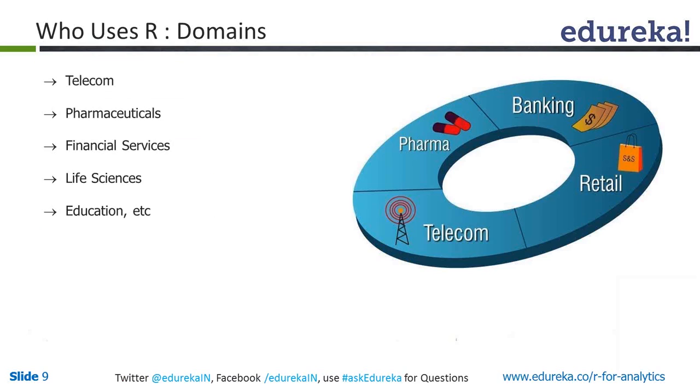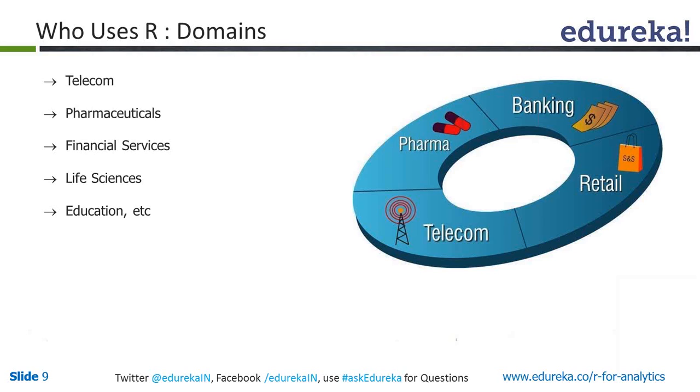So who uses R? These are some of the examples where R is used. It is used in the telecom domain, pharmaceuticals, financial services, life sciences and education. Also, as I told you, it's being used in sports. Like I told you, Team Germany used it quite often. It is used in presidential campaigns. So I'll give you an example.